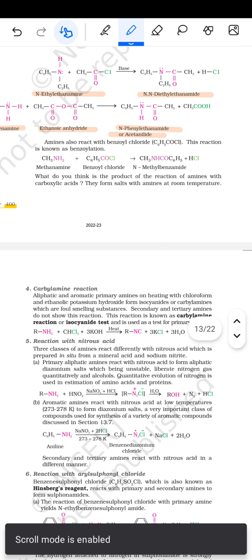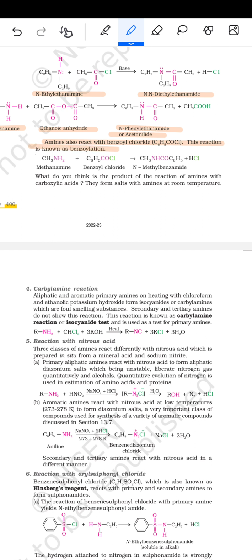उसके बाद फिर आता है कि amines also react with the benzoyl chloride, C6H5COCl. This reaction is known as the benzoylation. जैसे कि CH3NH2, तो मीथेन अमाइन हो गया. इसके बाद फिर C6H5COCl बेंजोइल क्लोराइड हो गया. ये दोनों मिलकर एन मिथाइल बेंजामाइड बना देगा.